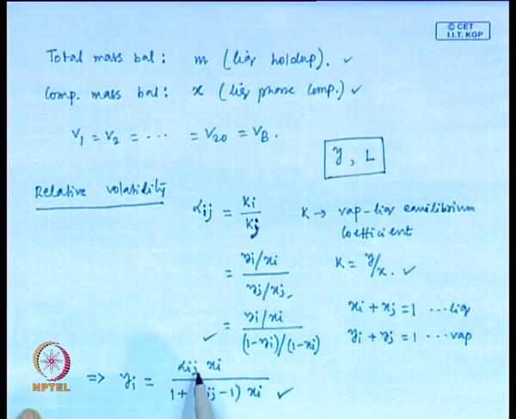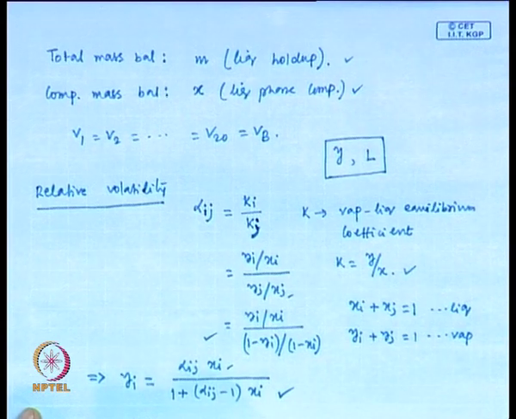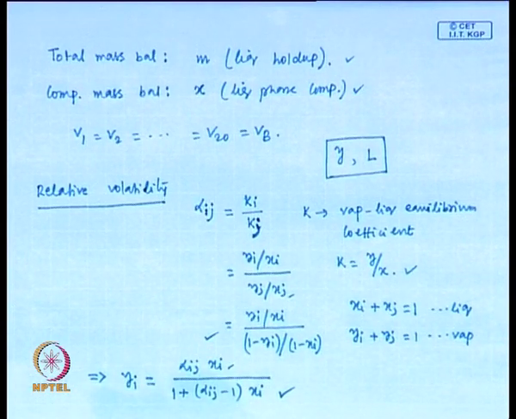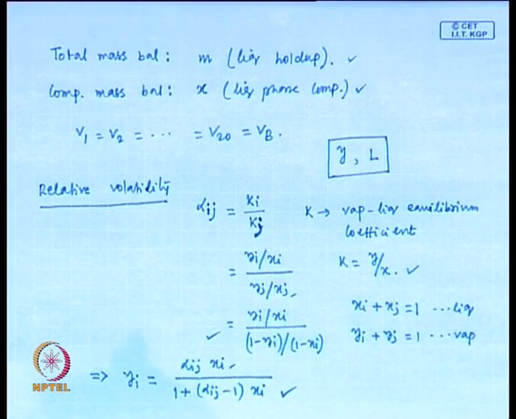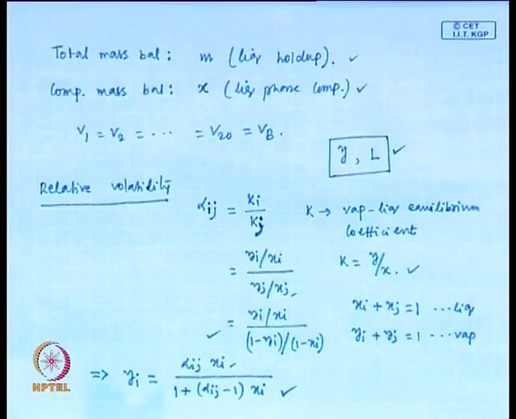You see in this equation alpha ij is defined, that is constant. We have assumed that x value we can calculate from the component mass balance equation. Fine. So, all the terms in this equation are known except yi. So, we can calculate yi. Fine. In the next class, we will discuss how we can calculate the liquid flow rate L. Fine. Thank you.